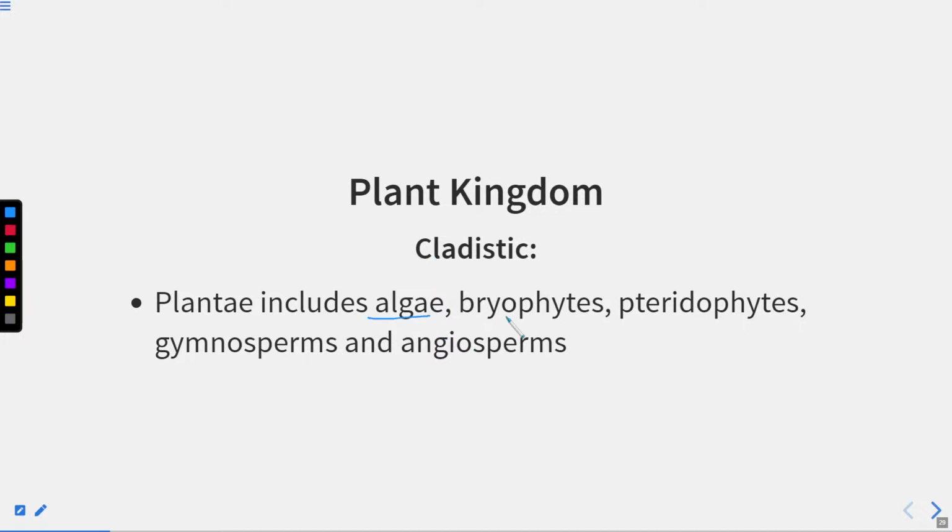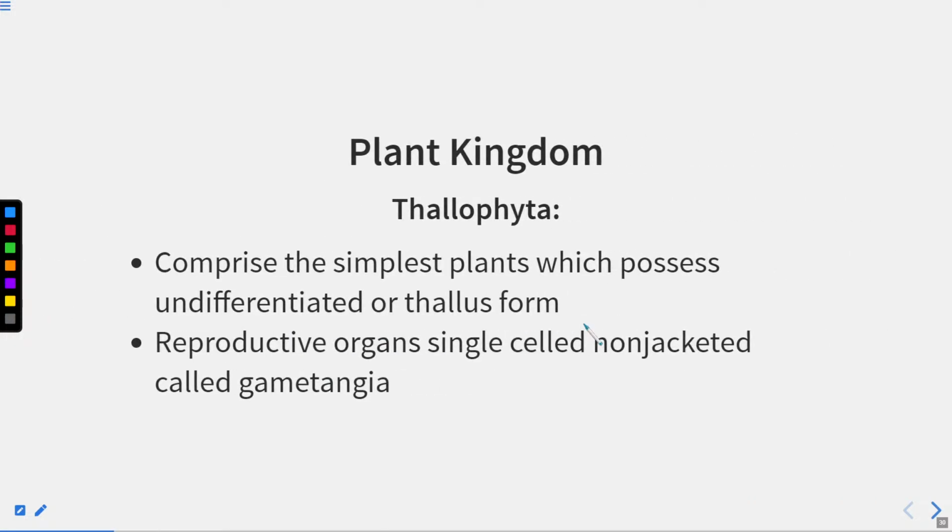Plantae includes algae, bryophytes, pteridophytes, gymnosperms and angiosperms. So all these are the eukaryotic chlorophyll containing organisms. Thallophyta. I have already talked about the thallophyta in the beginning of this session. So it comprises the simplest plants which possess an undifferentiated or thallus form.